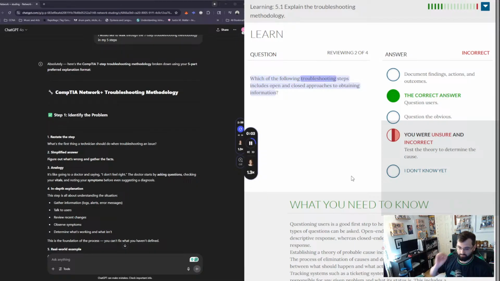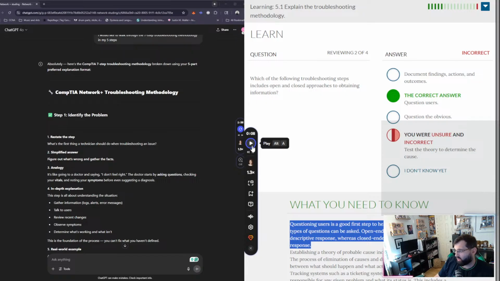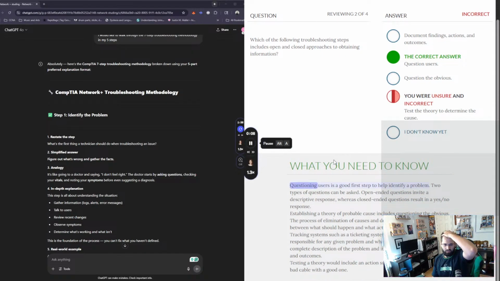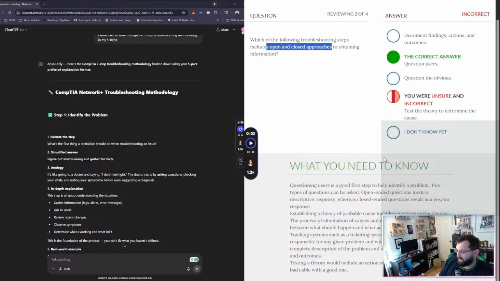Which of the following troubleshooting steps includes open and closed approaches to obtaining information? Question users. I feel like I got this wrong twice. Questioning users is a good first step to help identify a problem. Two types of questions can be asked. Open-ended questions invite a descriptive response, whereas closed-ended questions result in a yes-no response. That's what it meant by open-closed approach. I didn't understand that. Now I do. So open-ended questions, closed-ended questions. Okay.